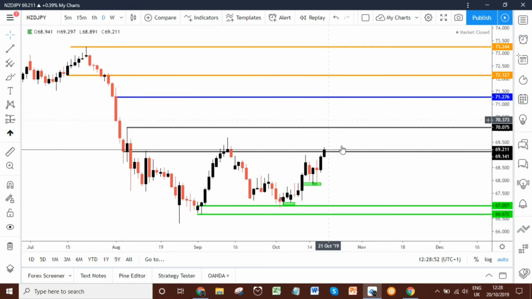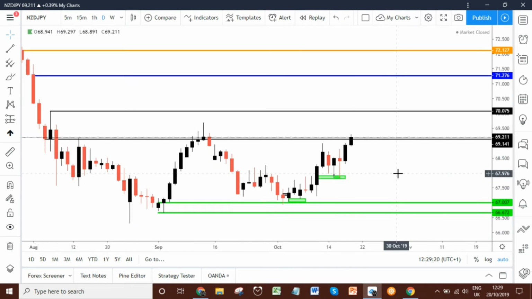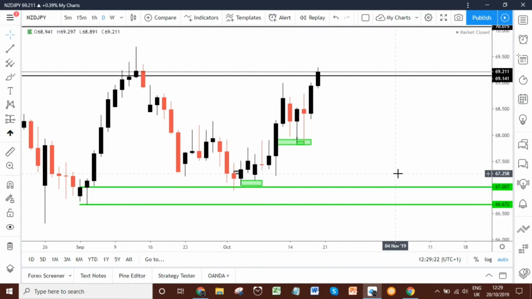So what could potentially happen from here? My target is at this blue line. We could simply have a straight move up all the way up to here with some small pullbacks along the way, or the market could pop out of this top zone here, pull back a little bit, and then decide to push more to the upside. So just going to have to be patient and wait and see what's going on with the New Zealand dollar yen. But at the moment, a fantastic trade. Everything is looking good with this so far.